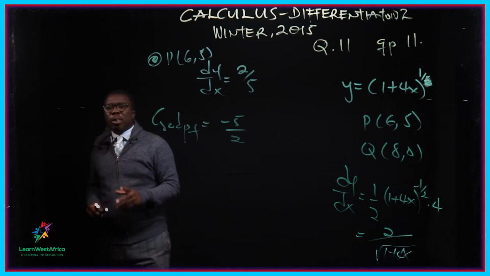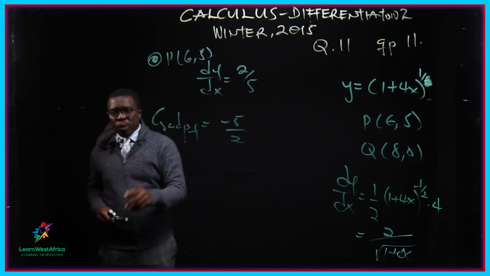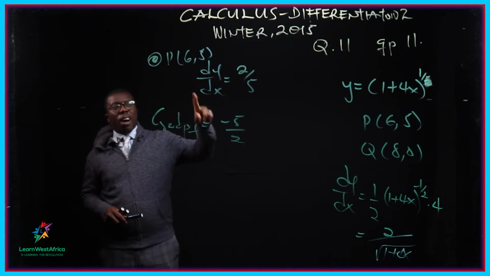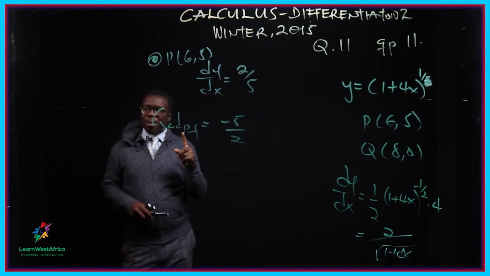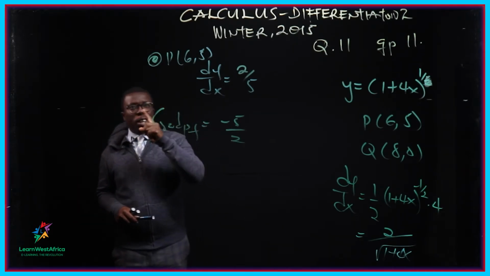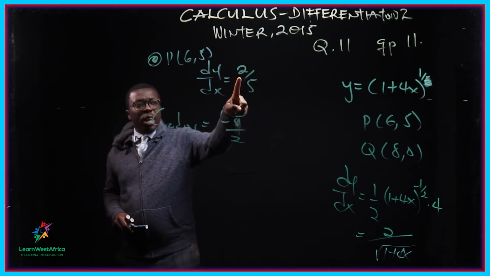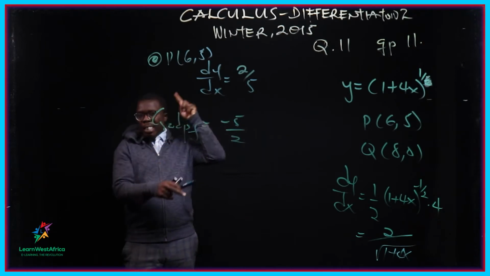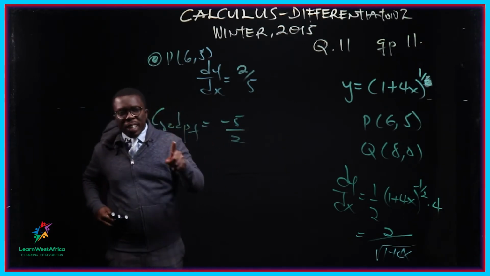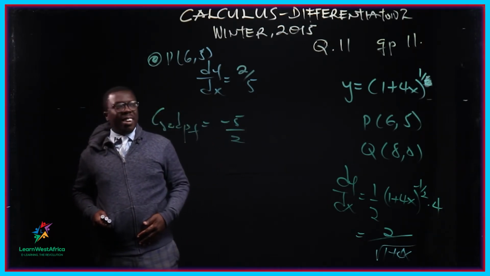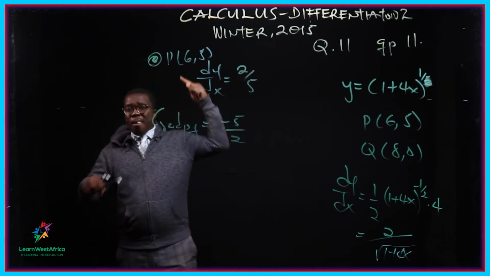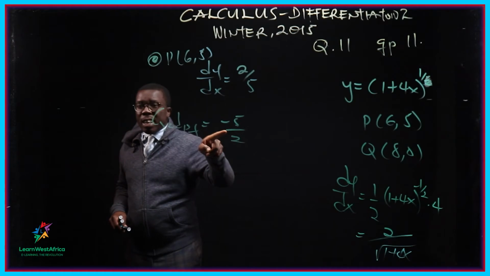Now, this is the final part where we can conclude. Is PQ the normal? If it is a normal, it should be the negative reciprocal of the gradient of the curve. So now let's look at the gradient of the curve, which is 2 over 5. If we take the gradient of the curve, dy/dx, turn it upside down and put a negative, would you get minus 5 over 2? Let's just see. It is obvious. When you have 2 over 5, you turn it upside down. What do you get? You get 5 over 2, then you take a negative.